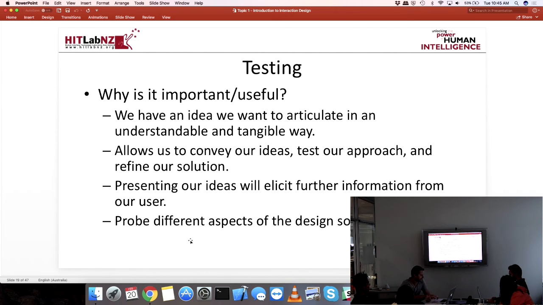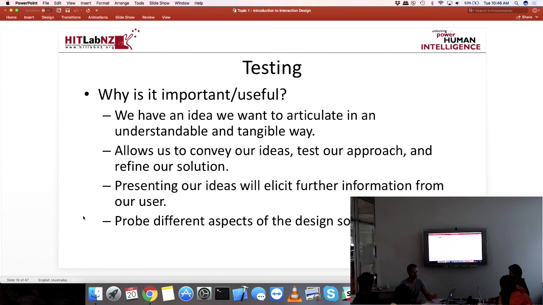And the last one of those five is testing. So we have an idea we want to articulate. We want to convey our ideas, test the approach, and refine our solution. So it's pointless us building these beautiful prototypes if they don't solve the problem we're trying to solve. And that's where testing comes in. So we build some prototype, and it may just literally be a drawing on a piece of paper that we can take to someone and ask them for some feedback on it.